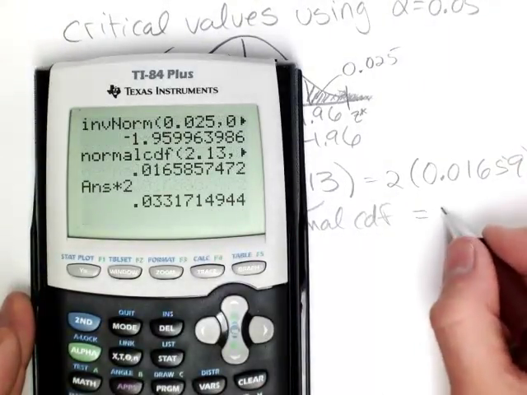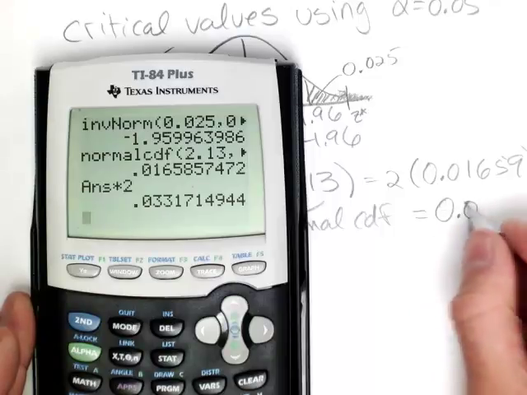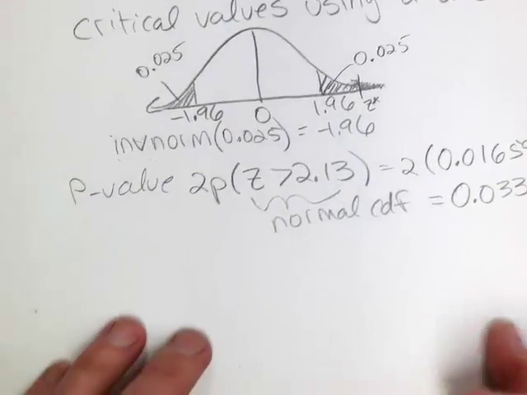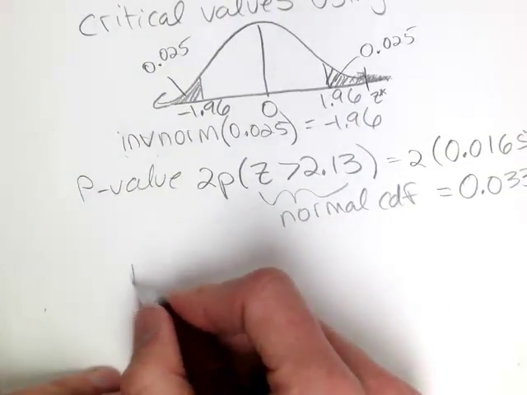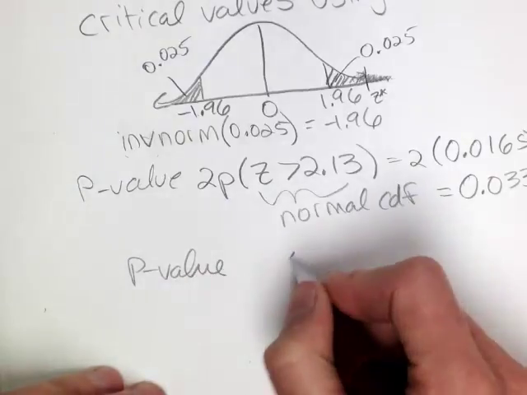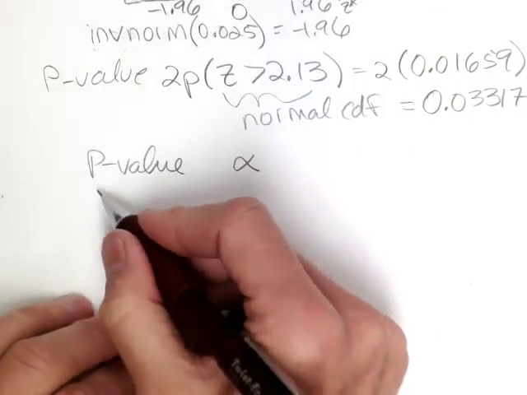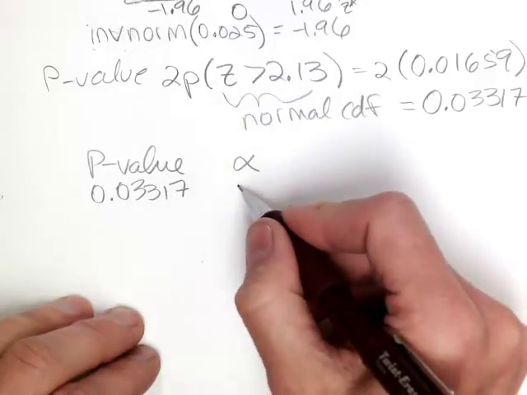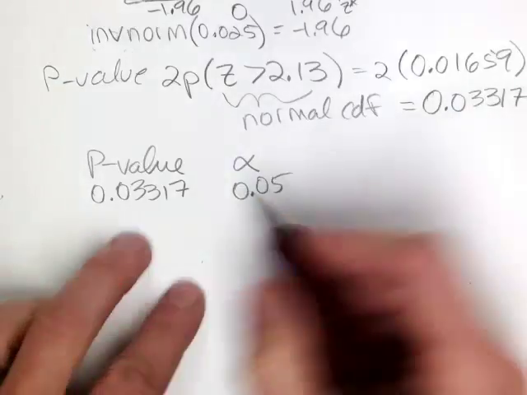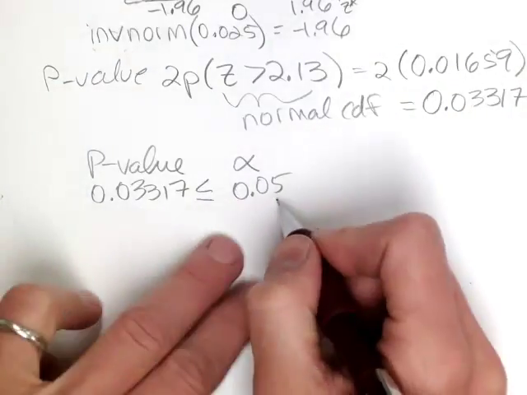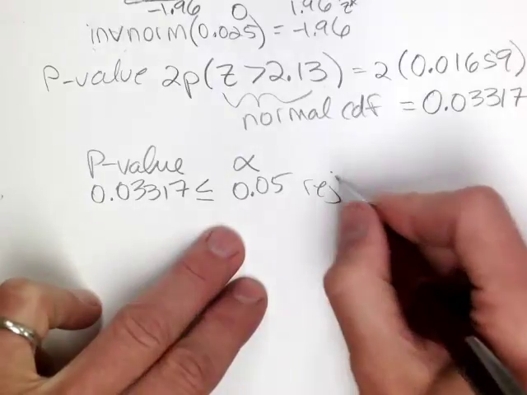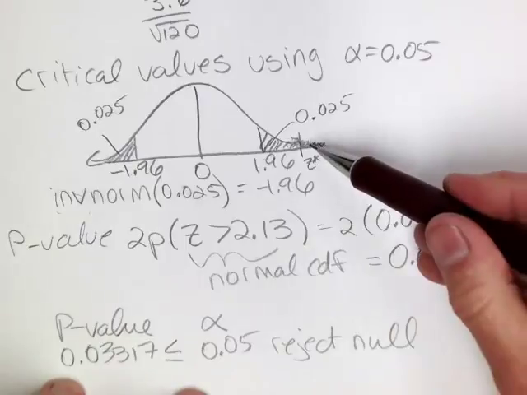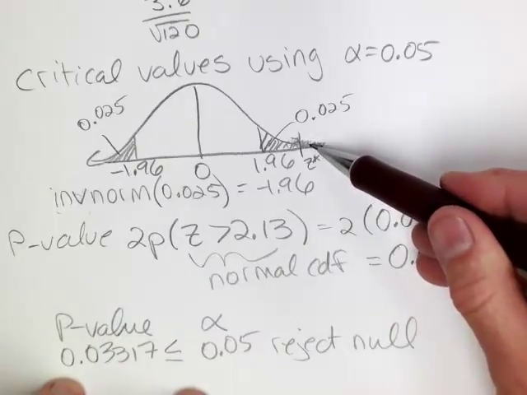Okay, so my p-value is approximately 0.03317. Let's compare the p-value to alpha. My p-value is 0.03317, and my level of significance is 0.05. Because the p-value is less than or equal to 0.05, I'm going to reject the null. We can clearly see that when we look up here on our curve.